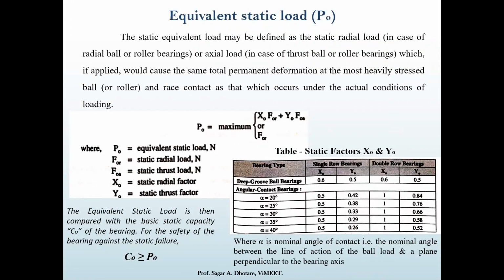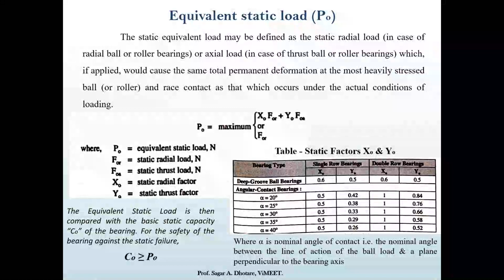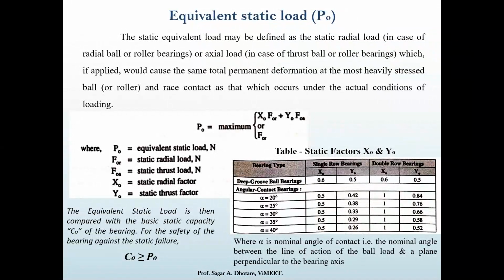Here we can say that it is an imaginary static radial load which, if applied, would cause the same total permanent deformation at the most heavily stressed ball and race contact as that which occurs under the actual combined condition. Okay, so the equation for that is P = X0 FR + Y0 FA.